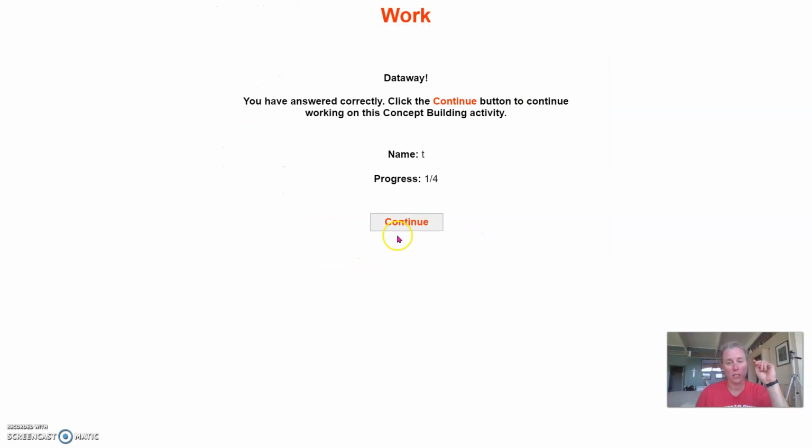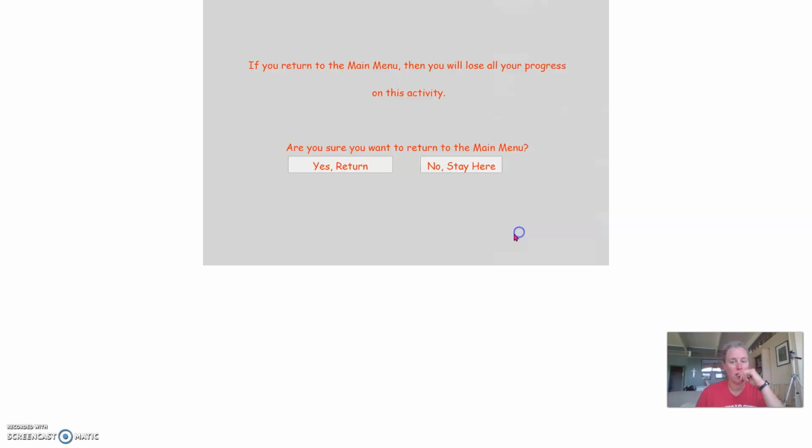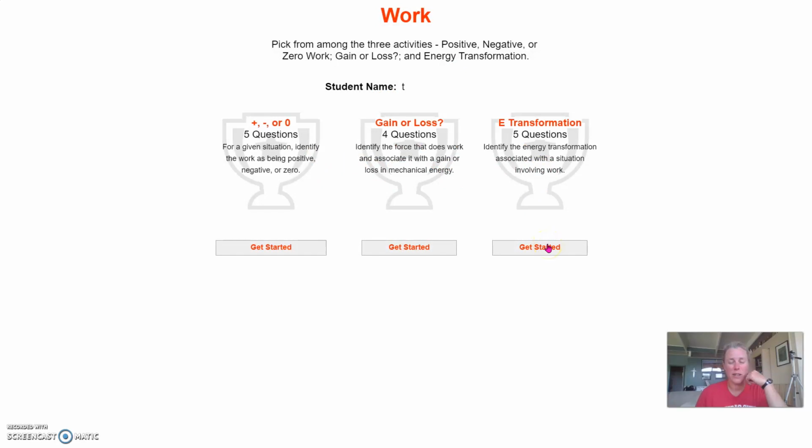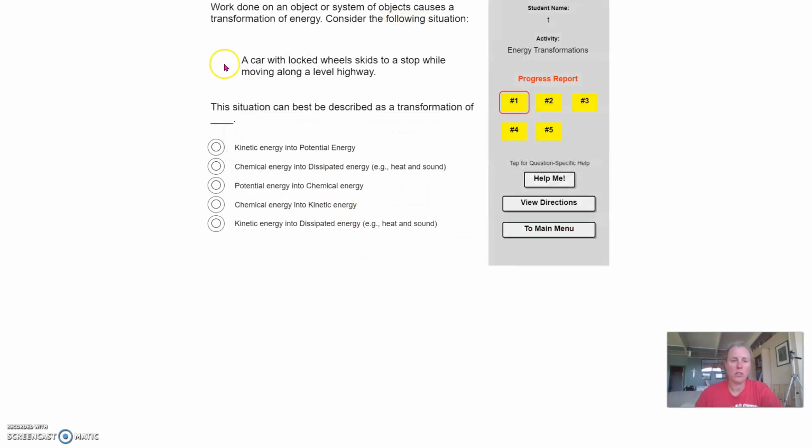So a two-part section on that one, okay? Go to the main menu, and we'll go to the last one, E, energy transformations. Work done on an object or system of objects causes a transformation of energy. Consider the following situation. A car with locked wheels skids to a stop while moving along a level highway. We keep kind of getting the same situation, but maybe this is good. This situation can be best described as a transformation of what?